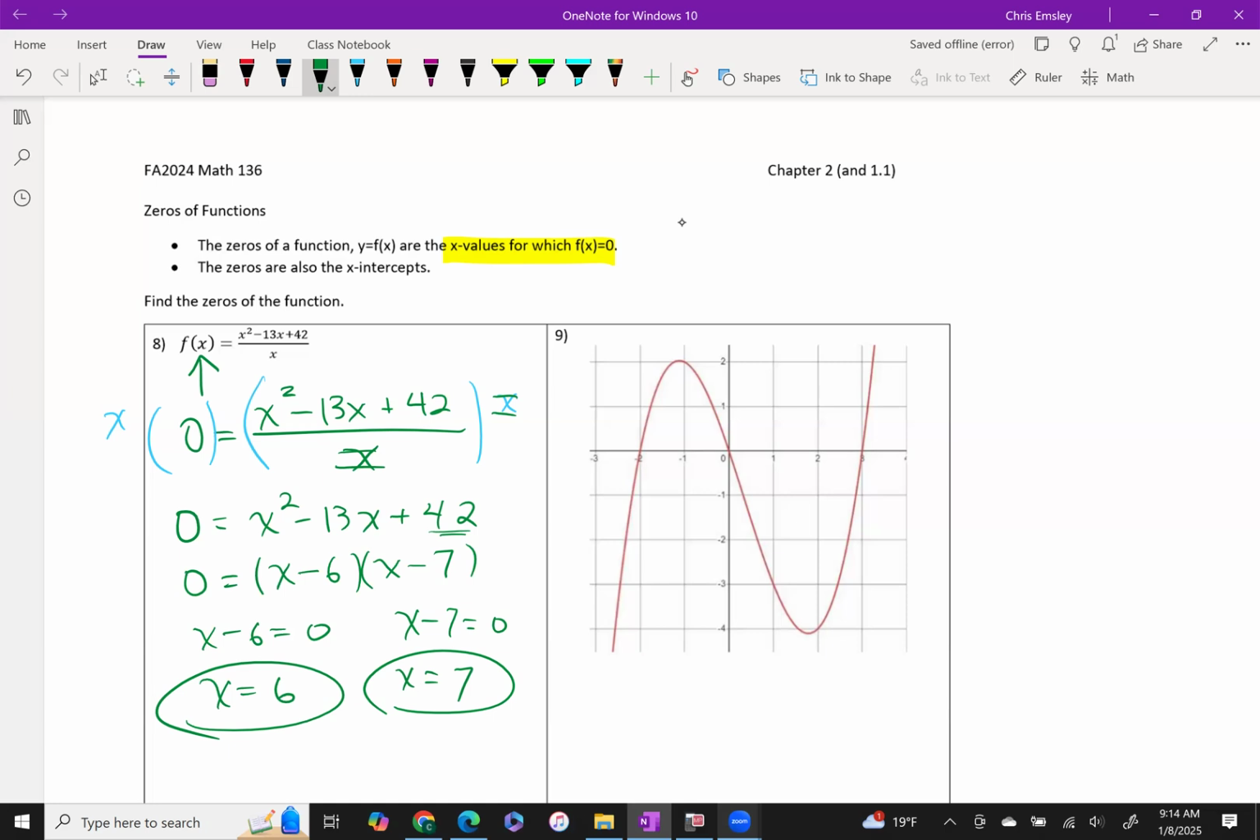If they give us a graph like number 9 and they ask us to find the zeros of the function, it's super easy. You just need to know what they're asking for. They are asking you for the x-intercepts. They're asking you where is y equal to 0, okay? So the zeros of this function are x equals negative 2, x equals 0, and x equals 3. And that's it.